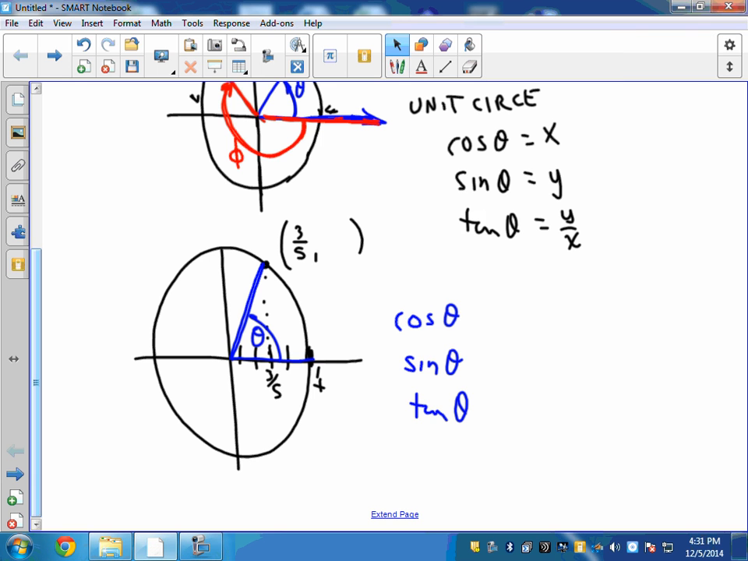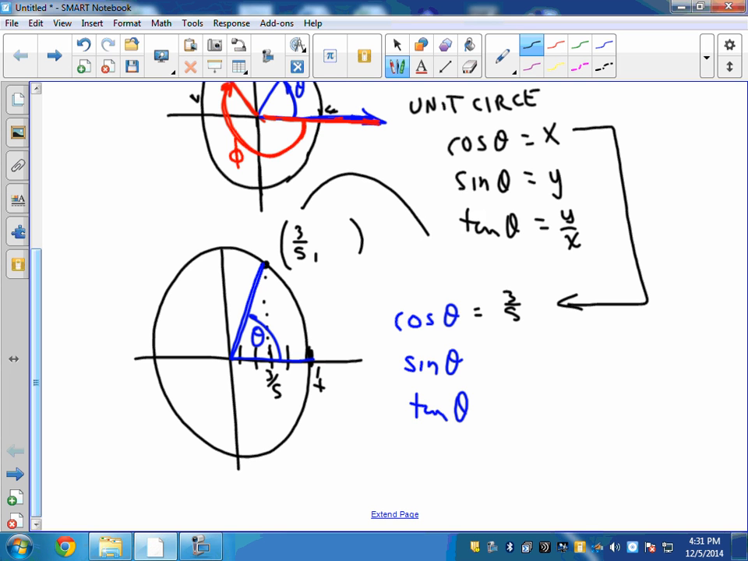Now, if I told you the point had an x-coordinate of 3/5, this answer's done, because we know the cosine of the angle is always the x-coordinate, and I gave it to you. It happened to be 3/5. Great. Unfortunately, I don't have the y-coordinate, and I would need that for both the sine and the tangent. So we're going to have to do a little bit of algebra.